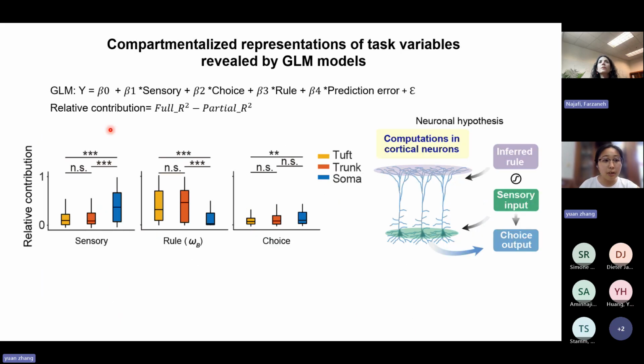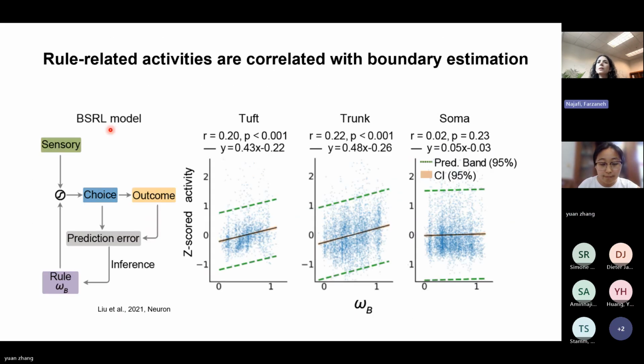So could you go back? Sorry, what was the conclusion? So I understand that the line slopes are different. Like in the soma, the magnitude of the W doesn't affect the activity. So then that's your way of concluding that the soma is not encoding the rule. Otherwise, you would have expected to see some correlation. Is that right? Yeah, the soma has less rule information. Right. Okay.